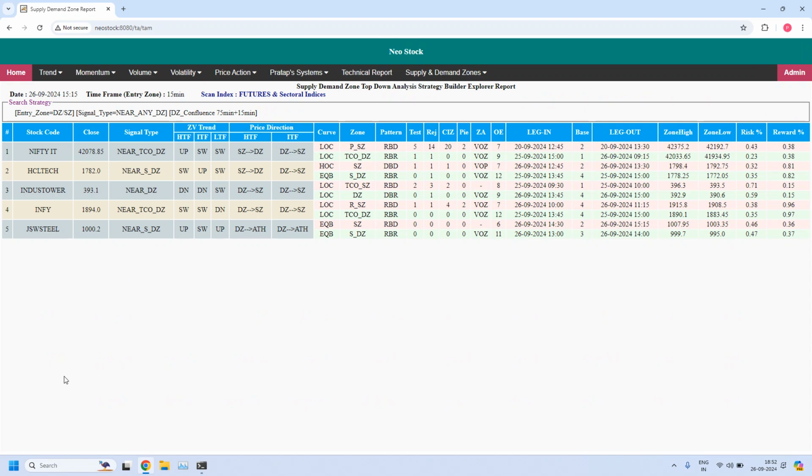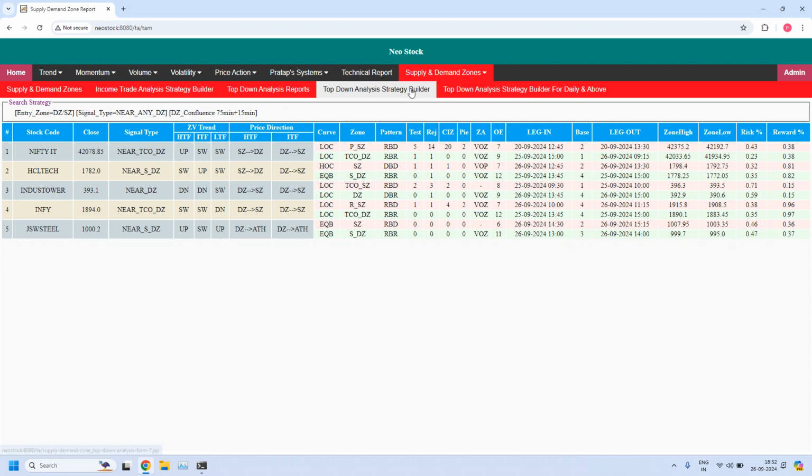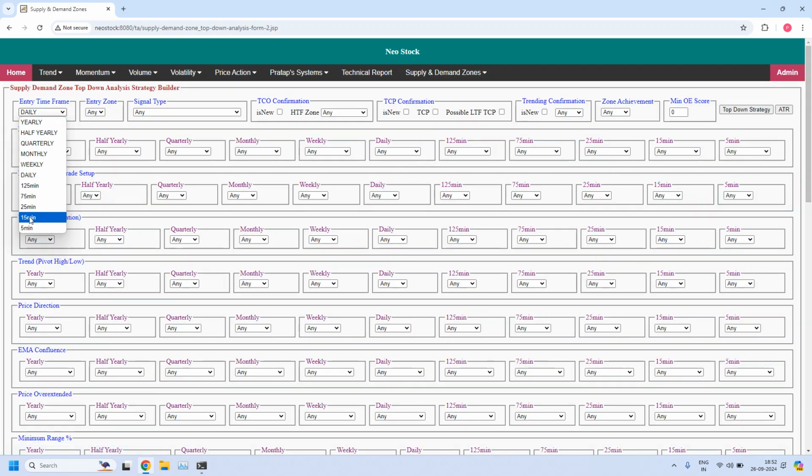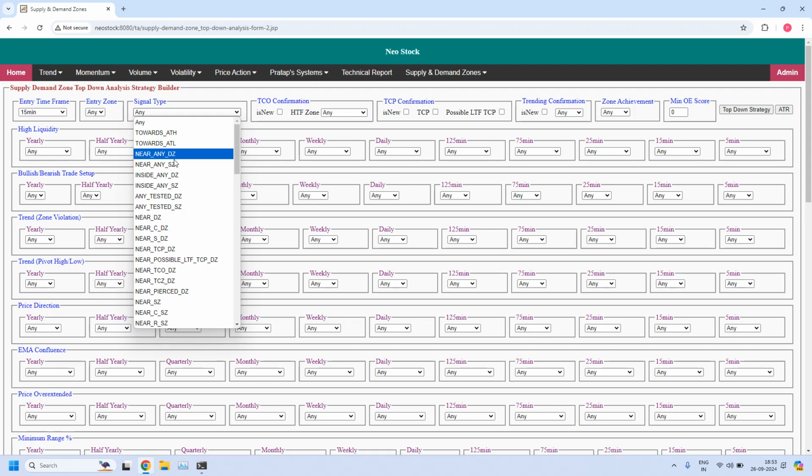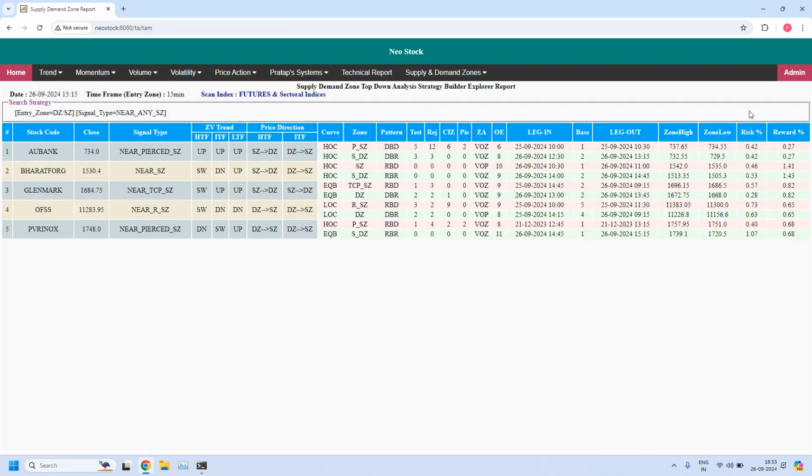So these 5 demand zones are having confluence with 75 minutes time frame. That means these 15 minutes demand zones are part of the 75 minutes demand zone. Part means they are overlapped with 75 minutes demand zone. Okay, next for 15 minutes time frame, let us find the stocks near 15 minutes supply zone. 5 stocks are filtered.